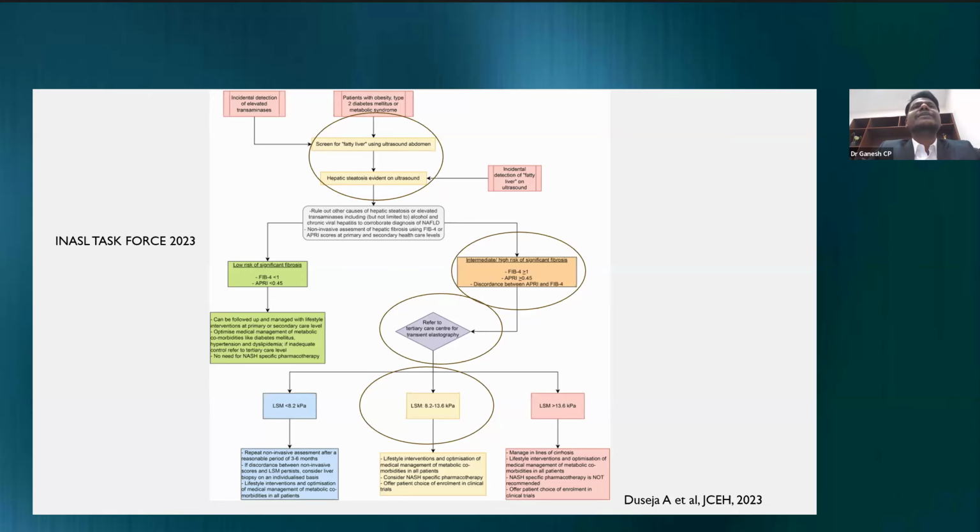It should be in the 60 to 70, 60 to 80s range, and it should not be in 300, 400. If it is in 300, 400, other contributing factors such as drugs and autoimmune hepatitis should be ruled out.